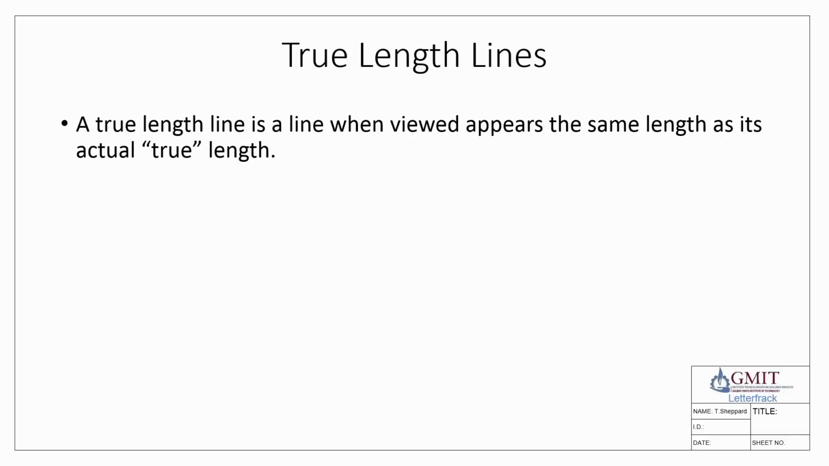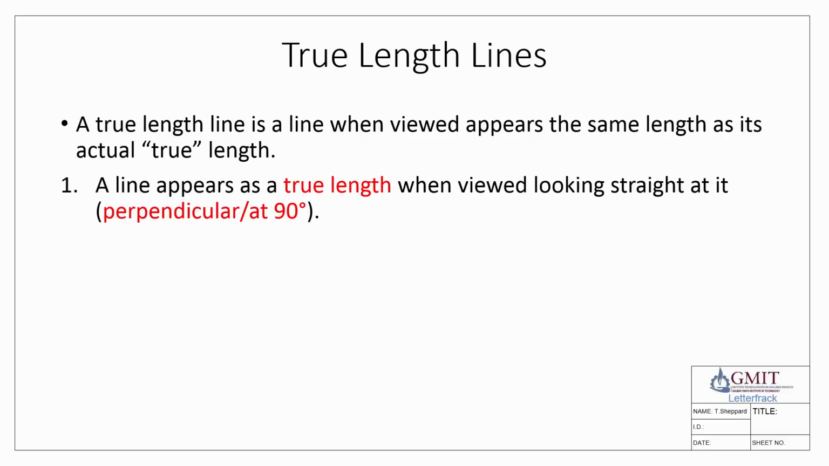In order to locate our true length line, we need to have two conditions. The first condition is that a line appears as a true length when viewed looking straight at it. Graphically speaking, this means looking perpendicular to it, or at 90 degrees to it. So if we look straight at a line, we'll see it as a true length.